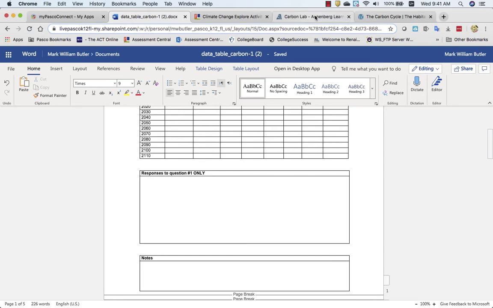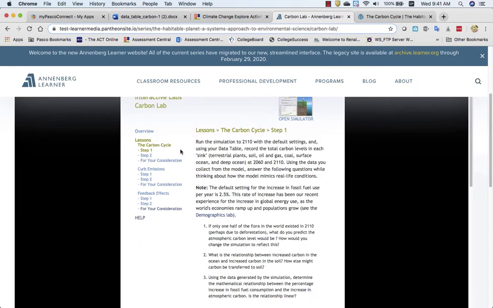So we got to go back to our directions, all right? And here's step 1, question 1 right here. If only 1/2 of the flora in the world existed in 2110, okay, perhaps due to deforestation, what do you predict the atmospheric carbon level would be? How would you change the simulation to reflect this?